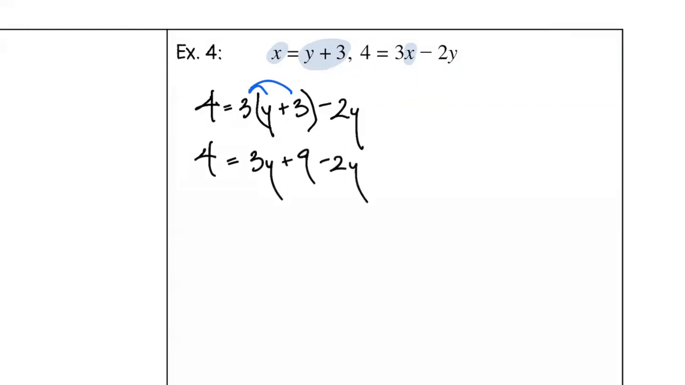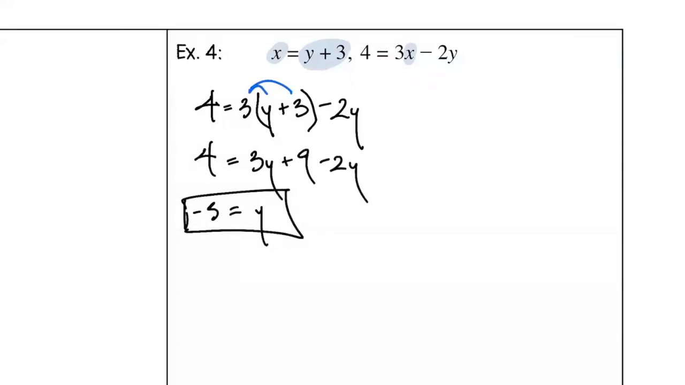I'm going to subtract the 9 from the other side. So I'll get negative 5 equals, let's see, 2y taken away from 3y gives me y. Right, so we get y equals negative 5.